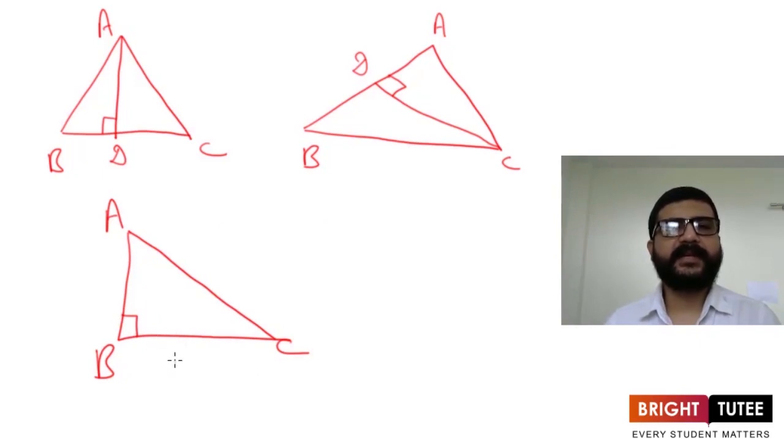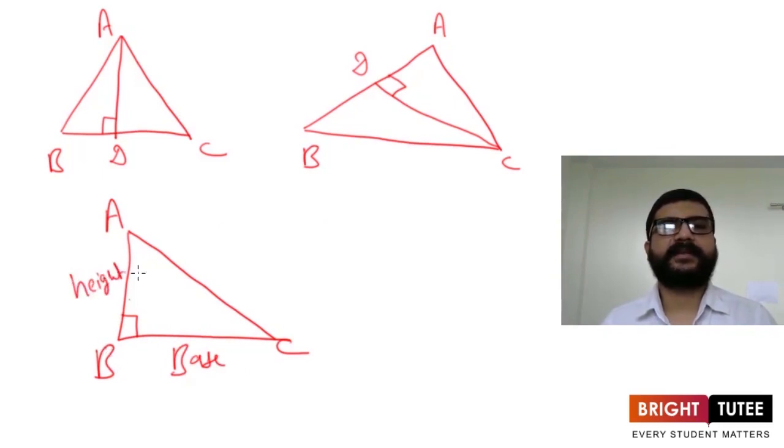Now area of this triangle will be half into BC, where BC is the base, into height, and height is AB. So here we have seen that height of a triangle or altitude of a triangle can lie inside the triangle, or it can be a side of the triangle as well. Now can it lie outside the triangle? Yes, it can lie outside the triangle as well.